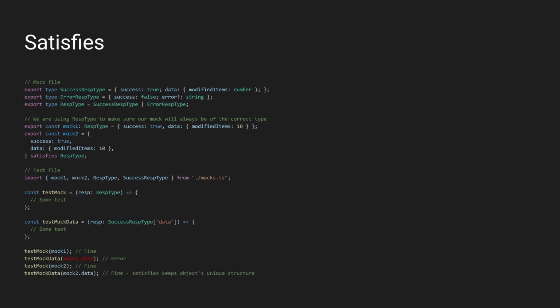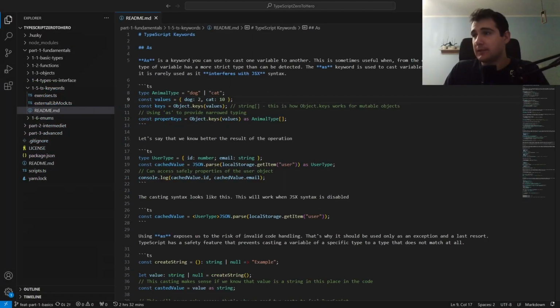But when we are using the satisfies keyword, magic happens. TypeScript is remembering the exact shape of an object and knows that it contains data key with proper value. Satisfies provides type checking while keeping the original value intact for other type checks. Now, as we know more TypeScript keywords, let's practice their usage inside the exercises.